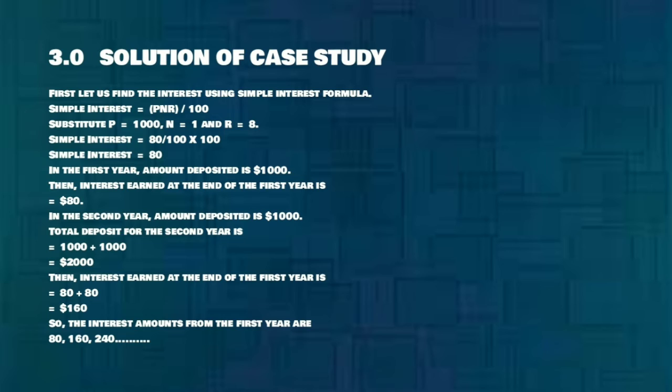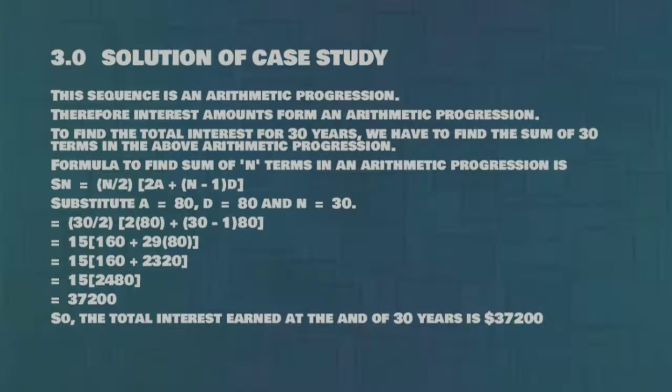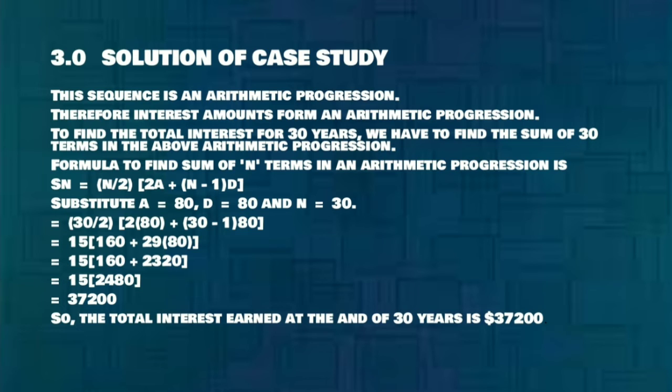In the first year, the amount deposited is 1000 and the interest is $80. In the second year, the amount deposited is the same, so the interest is also the same. So the total interest is 80 plus 80 equals $160. For the third year, we do the same steps and we will get $240. This sequence is an arithmetic progression. Therefore, the interest amounts form an arithmetic progression.